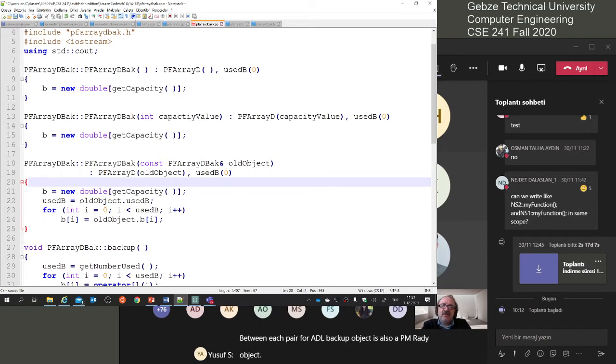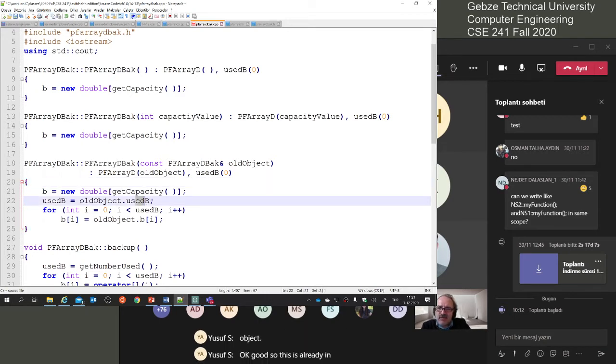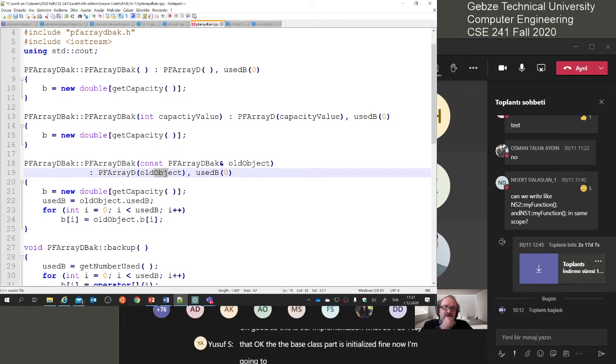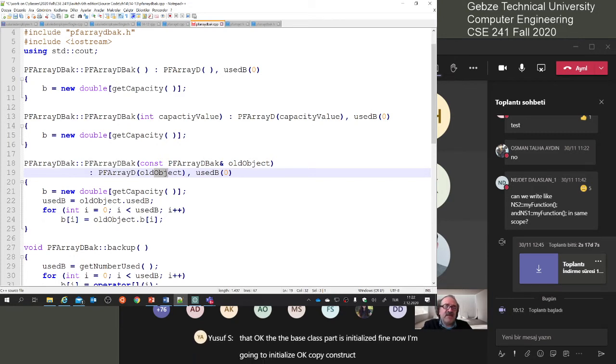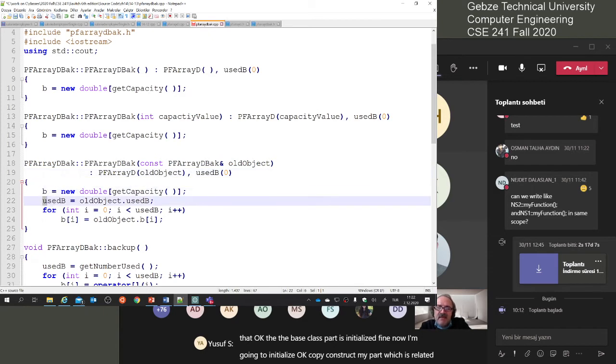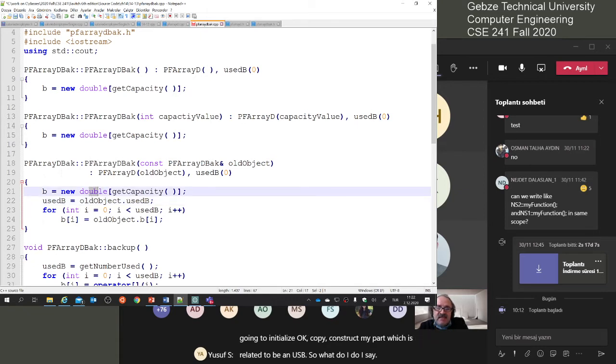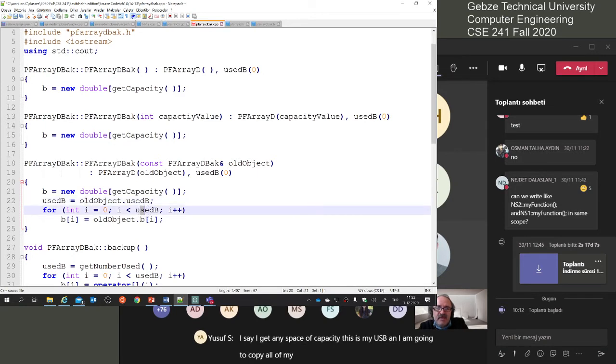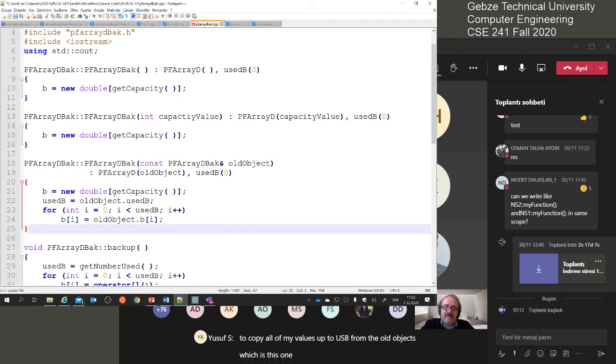Good. So this is our implementation. I say that the base class part is initialized fine. Now I am going to copy construct my part, which is related to B and use B. So I get new space of capacity. This is my use B. And I am going to copy all of my values up to use B from the old object, which is this one, .b.